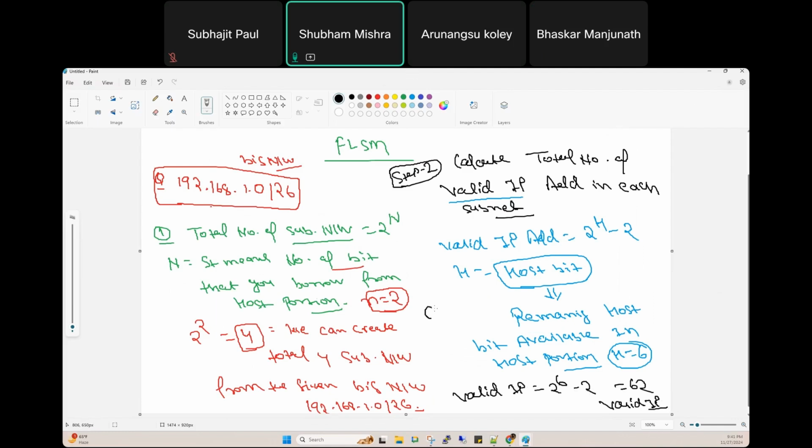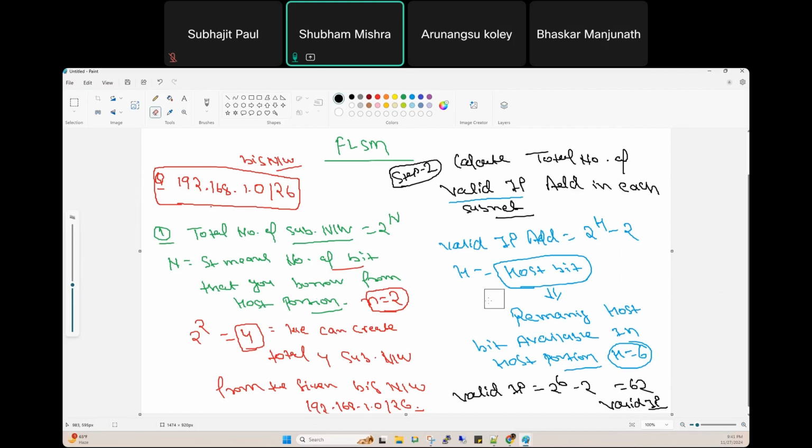For example, that is subnet 1, 2, 3, 4. In each subnet, again, you get 62 valid IP addresses. It means if you are using this network, you can assign IP addresses to 62 devices. Getting my point? Understand?